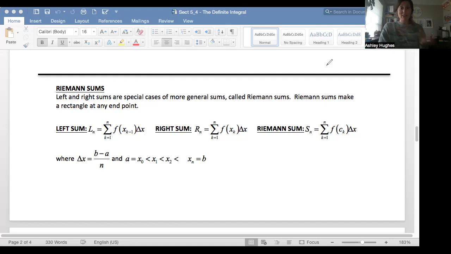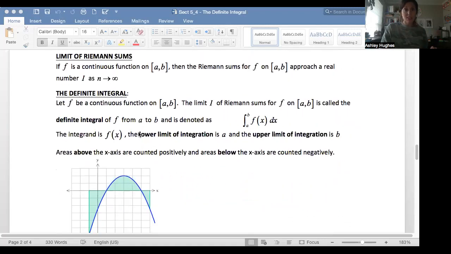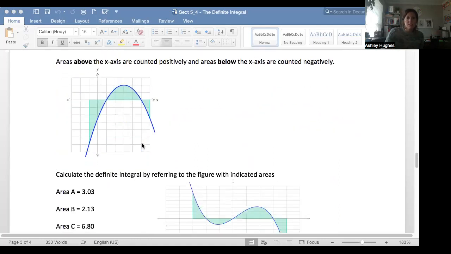Now, if you take the limit of that as the number of rectangles goes to infinity, then you get something called the definite integral. And that is this guy. So the summation turns into this. It looks kind of like an S, but that's an integral, and it is like a sum. Okay, we're summing up all those little areas from A to B. So let's talk about some properties and what that means.